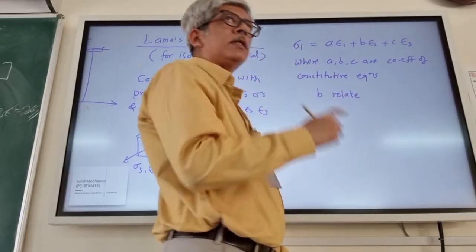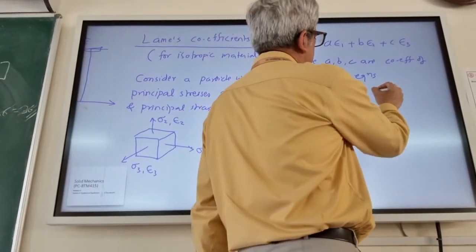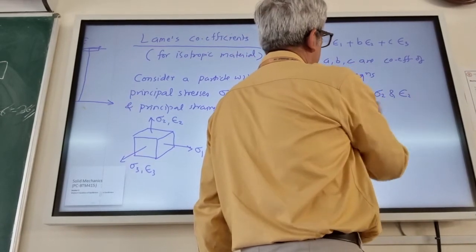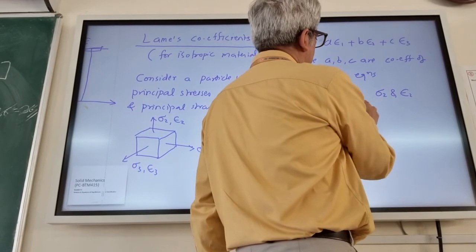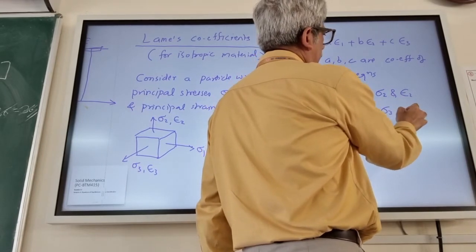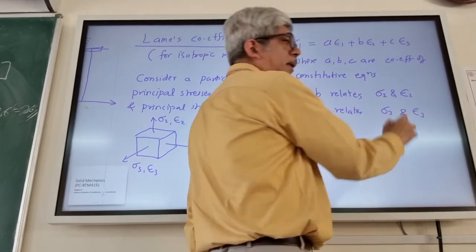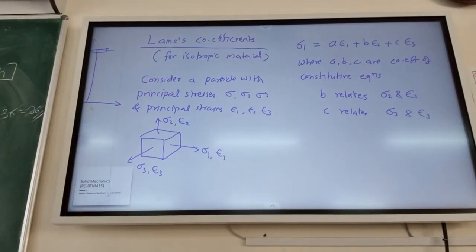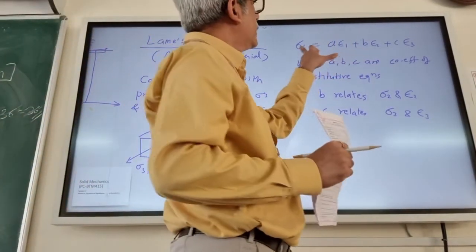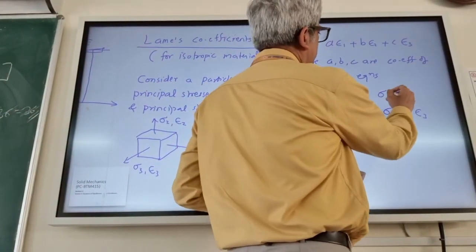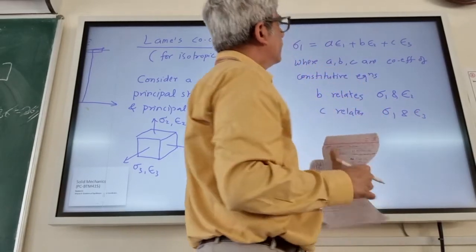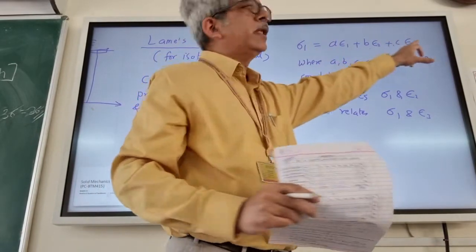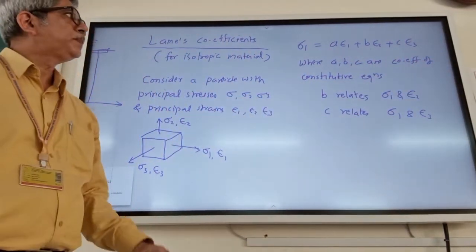Now this is one point which you have to understand. B relates sigma 2 and epsilon 2, and C relates epsilon 3 and sigma 3. So that is the relation. B and C relate between sigma 1 and epsilon 2, and sigma 1 and epsilon 3.